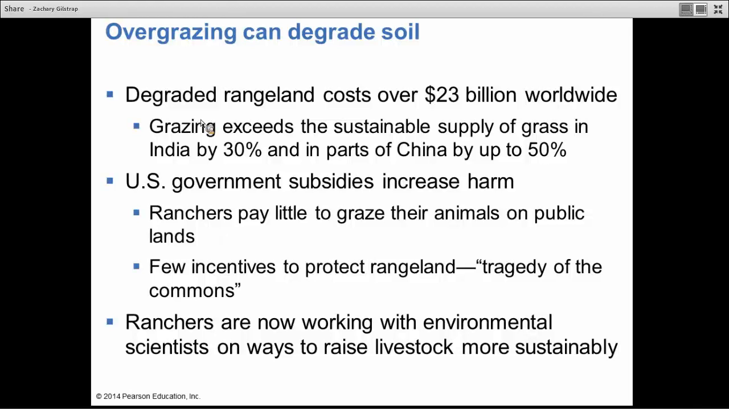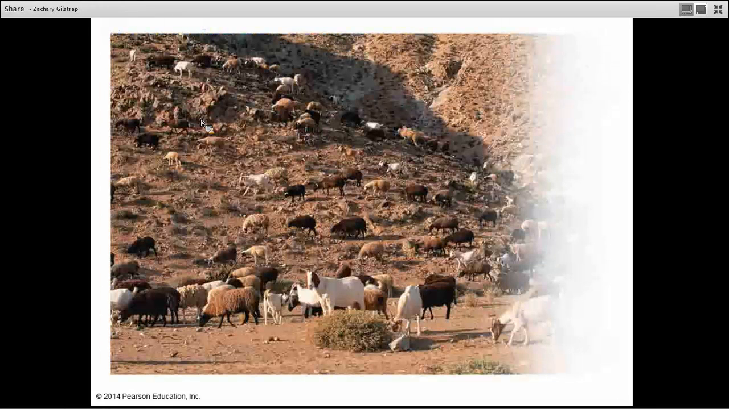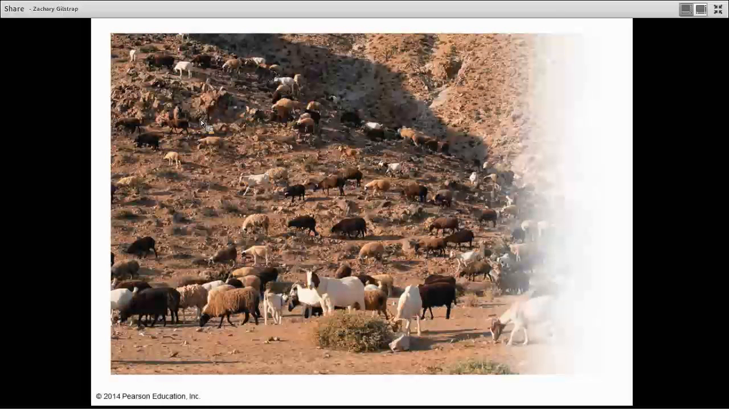The U.S. government subsidizes increased harm. Ranchers pay little to graze their animals on public lands, so there are few incentives to protect rangeland. It's called the tragedy of the commons. You can look that up yourself. Ranchers are now working with environmental scientists on a way to raise more livestock more sustainably. And as you can see, it's a lot of livestock here, but you don't really see much plant matter other than those really ugly bushes.